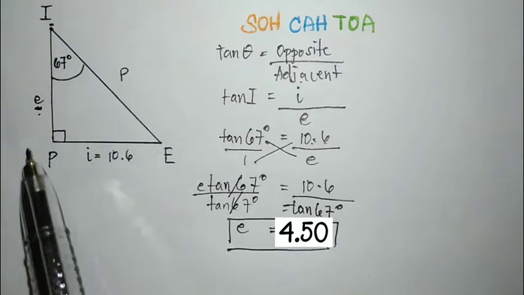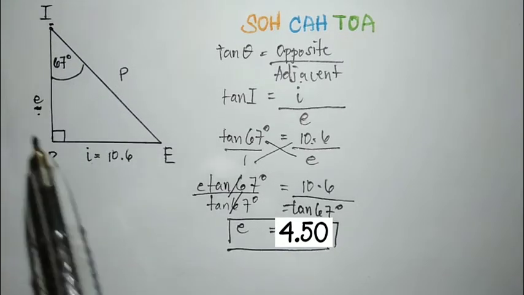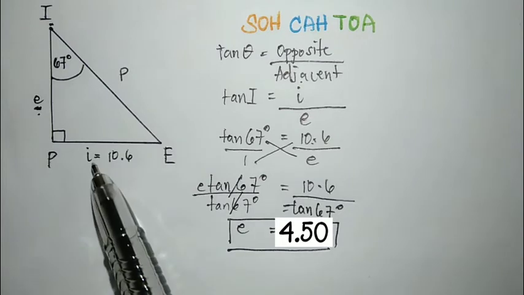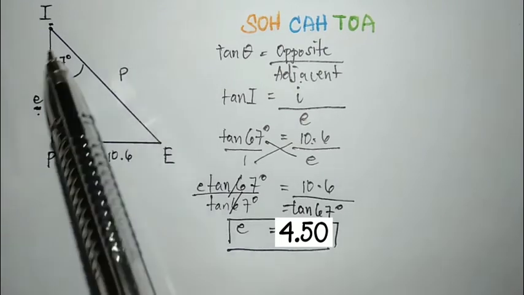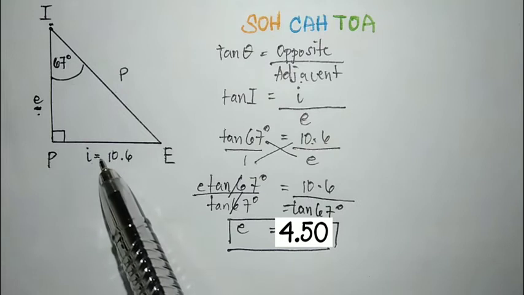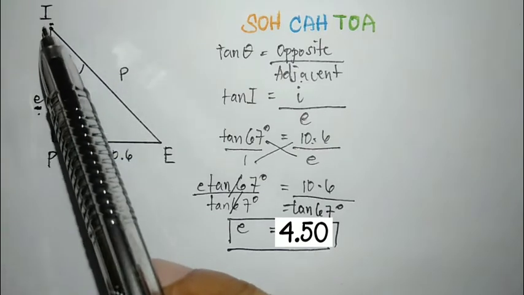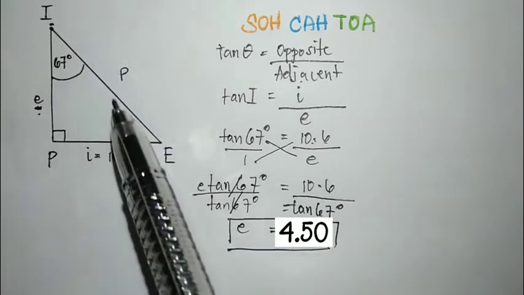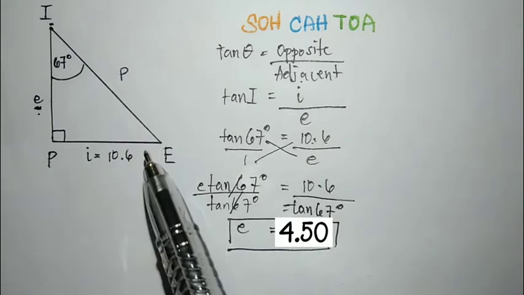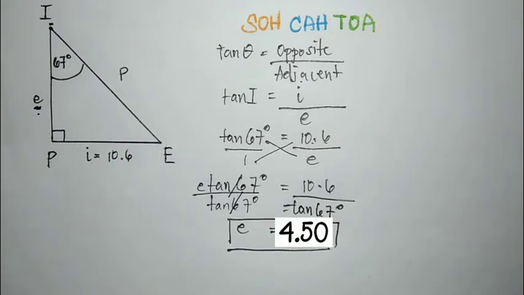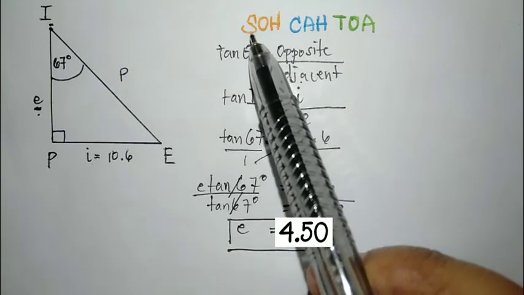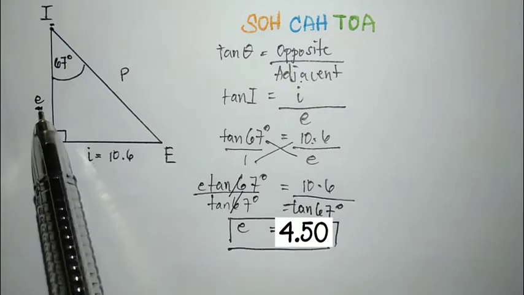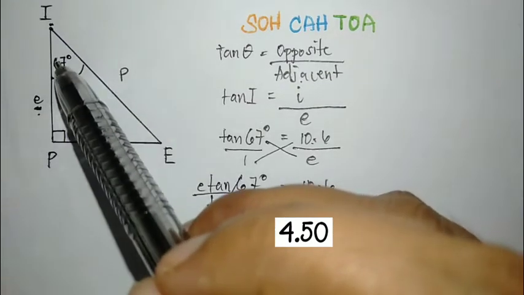Okay? Assume ulit natin na hindi pa natin nahanap si side E. Kasi ang gagamitin ulit natin given is itong si side I. Pero pwede na din natin gamitin si side E. Tuturo ko sa inyo kung paano. Kapag ginamit nyo si side I, di ba, ito ay opposite kay angle I, angle theta, and si P naman ay hypotenuse. So, therefore, ang gagamitin mo dyan is OH. Nasaan ba si OH? Opposite hypotenuse. Etong si SO.